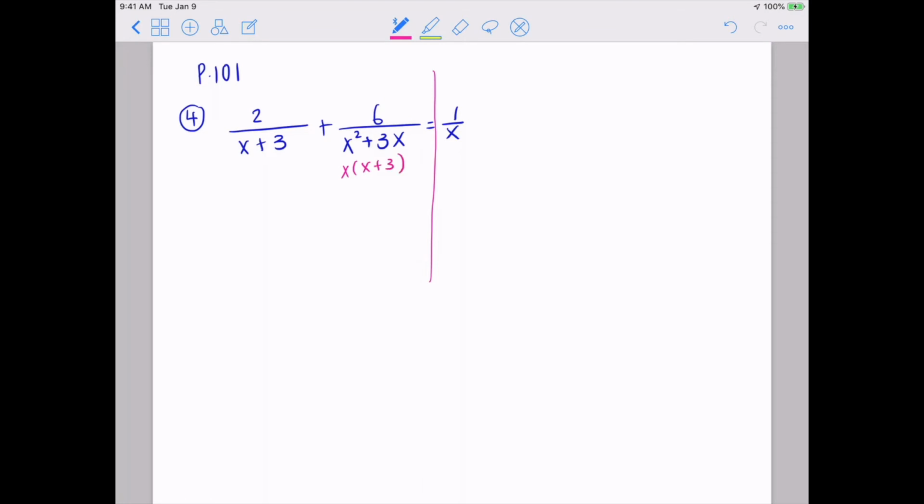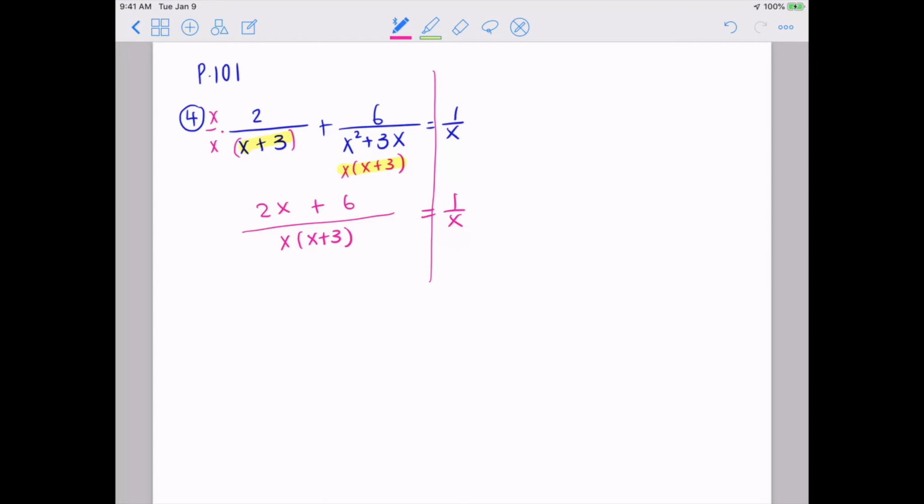Okay, so the common denominator would have to be an x and an x plus 3. For the first fraction, we already have that x plus 3, we're just missing x. For the second fraction, we're not missing anything because the denominator is good to go. Okay, so we have 2x plus 6 equal to 1 over x.